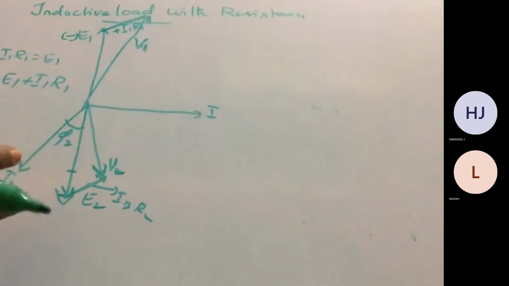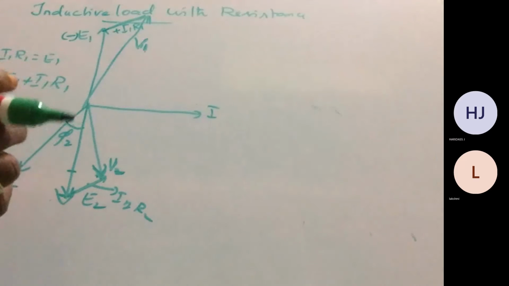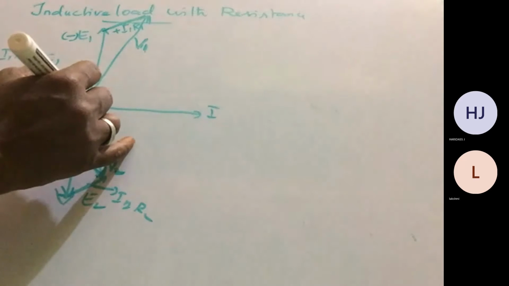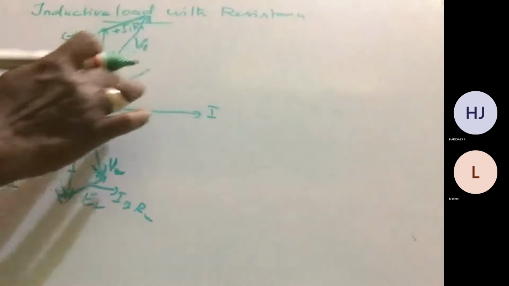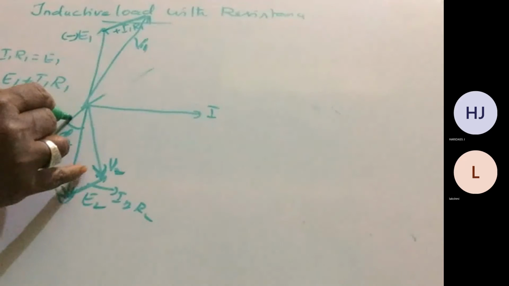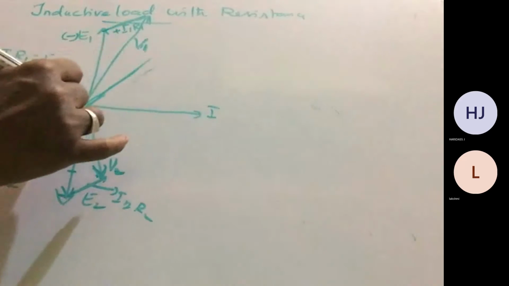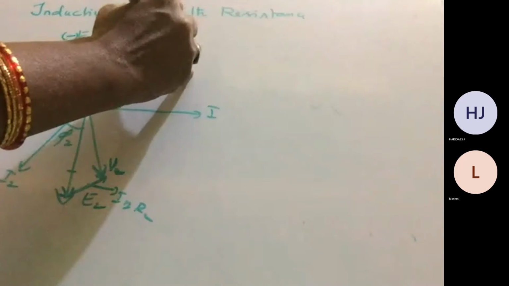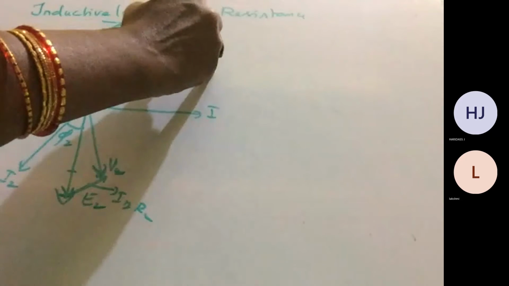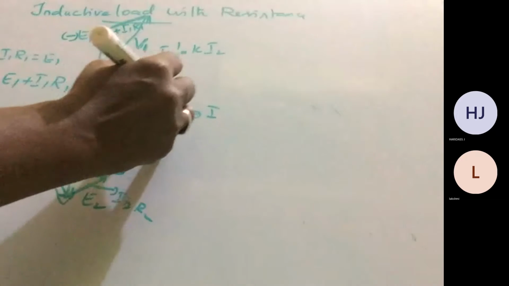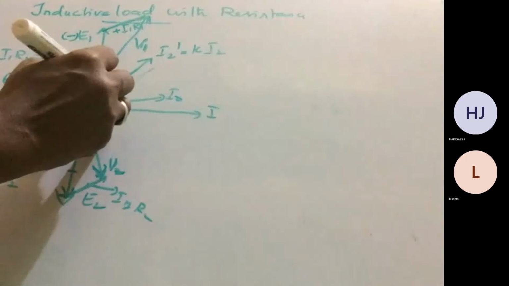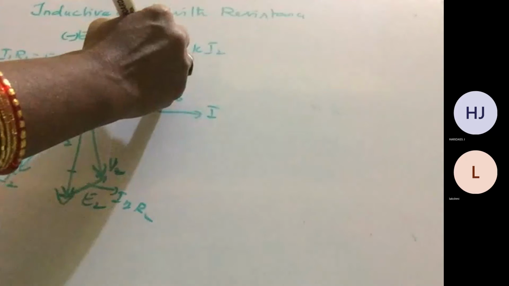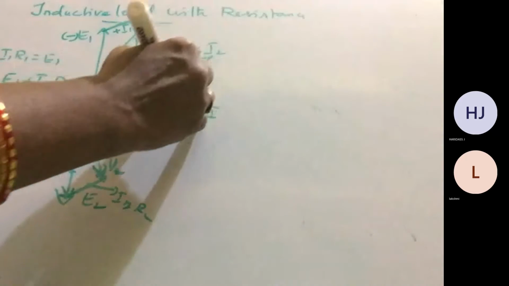Similarly, for E2, the difference here is that I2 lags, so the direction has been changed. I2 is projected towards the primary, that is I2 dash. So K into I2. I0 lags by an angle phi naught. Now you have to draw the parallelogram and identify I1.